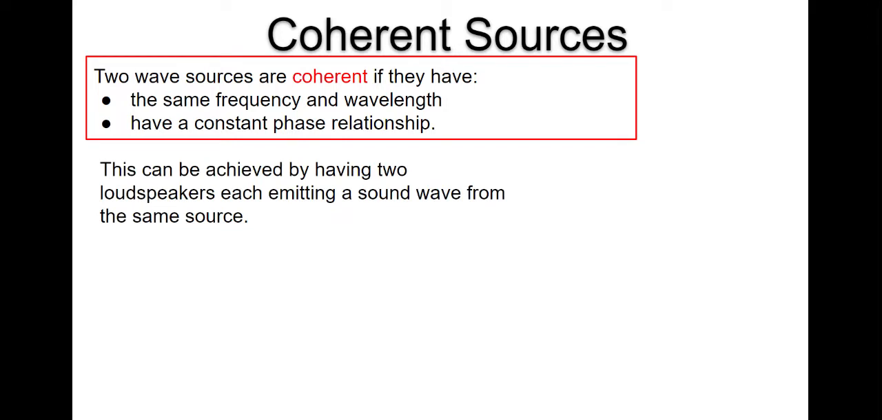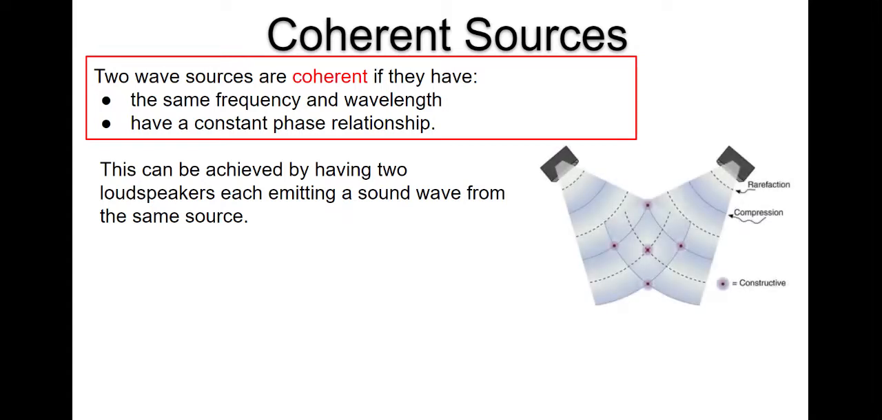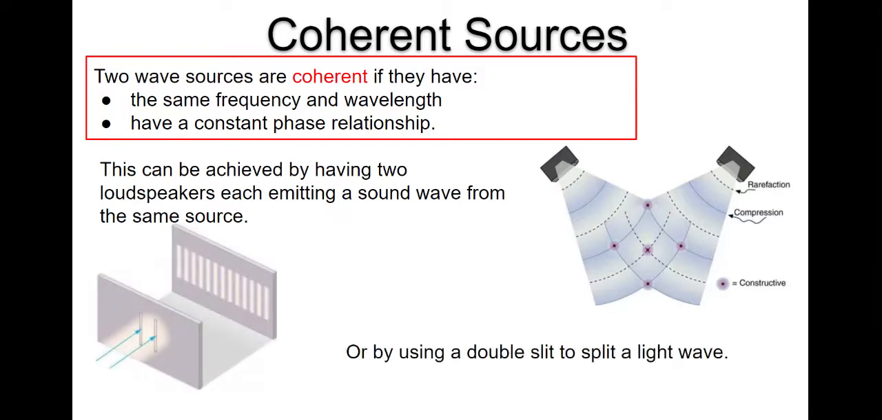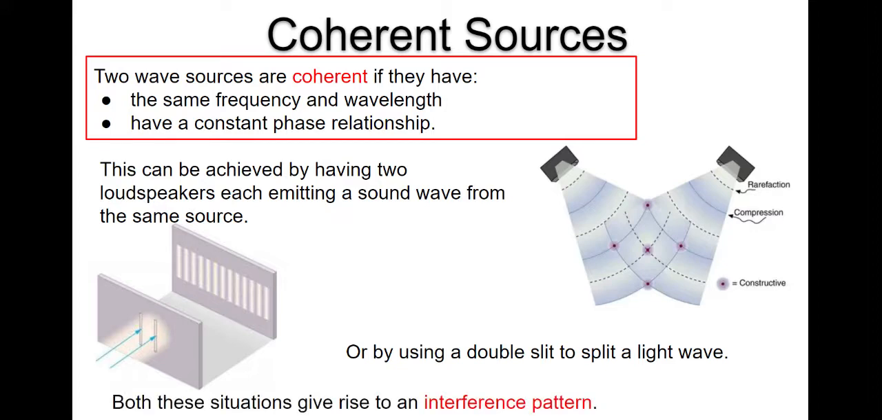Now, this can be achieved by having two loudspeakers, for example, producing the same sound wave at the same time, like that diagram there. Or it can be created by taking an original wave and then splitting it. So if you take a light wave and shine it through two slits, then we get the light wave split into two parts, two identical coherent waves. Now, if we have coherent sources interfering with each other, we get what's called an interference pattern.